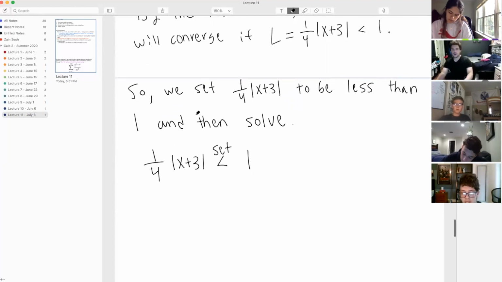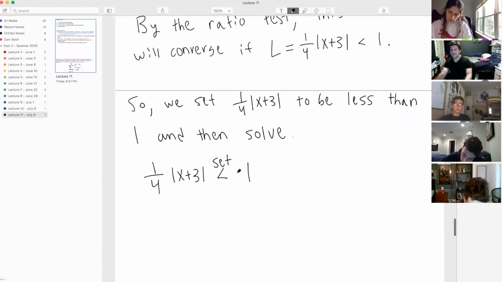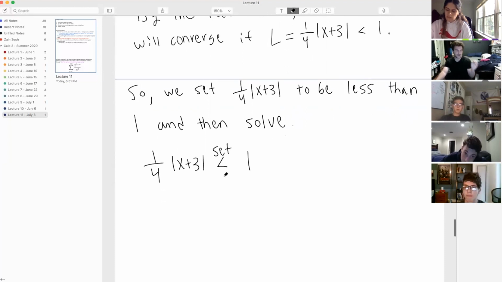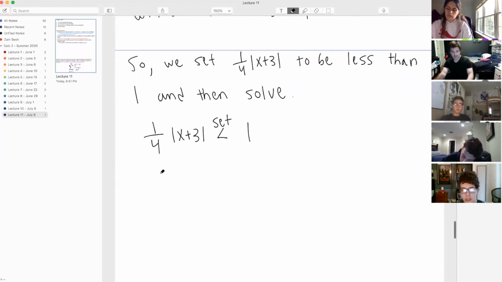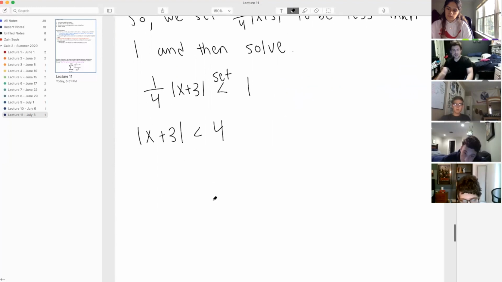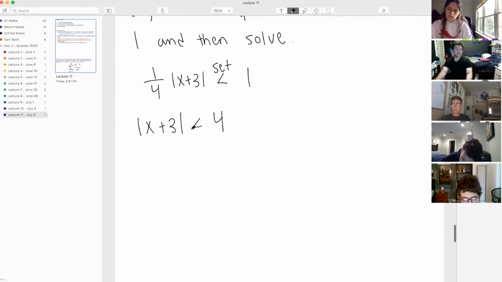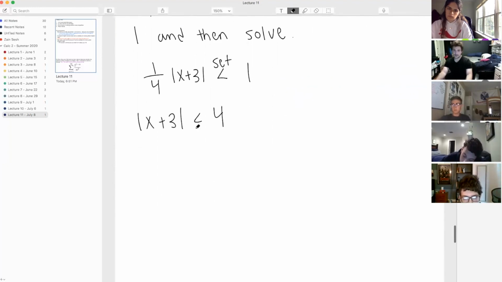Okay, so I'm setting this to be less than 1 because I know it will converge if it is less than 1. So I want to see which x values will make this guy be less than 1. All right, so we solve this guy. Let me just multiply both sides by 4. This is |x + 3| < 4. And now this is why I considered this example in the beginning of class, how to solve these guys.